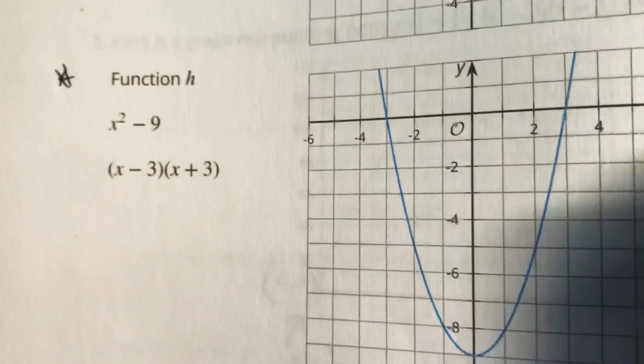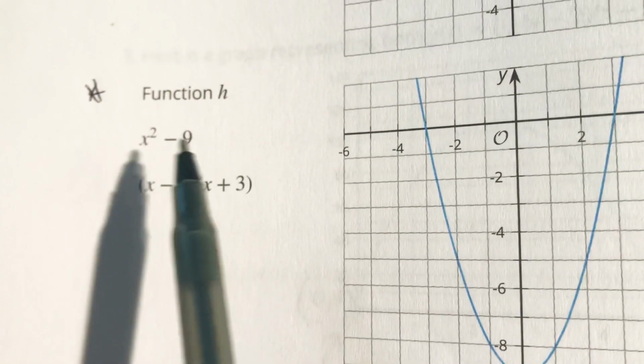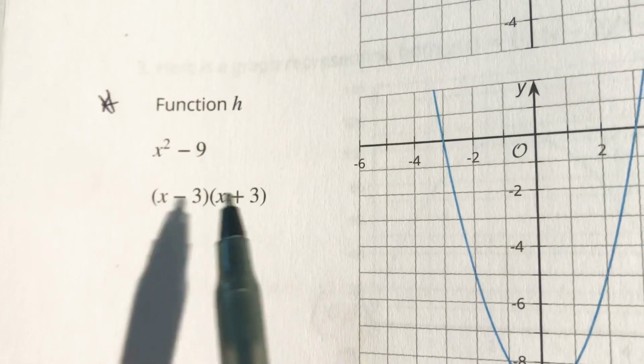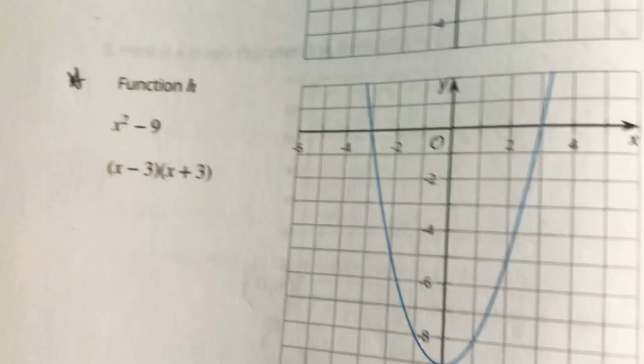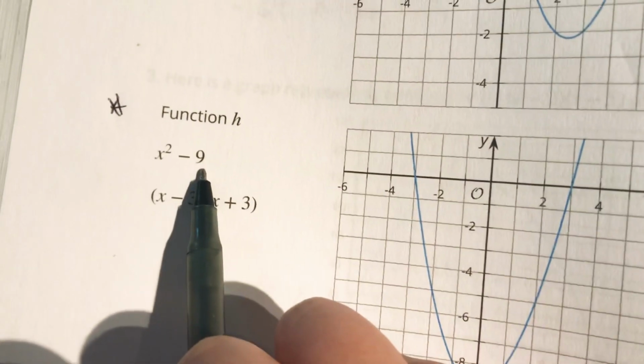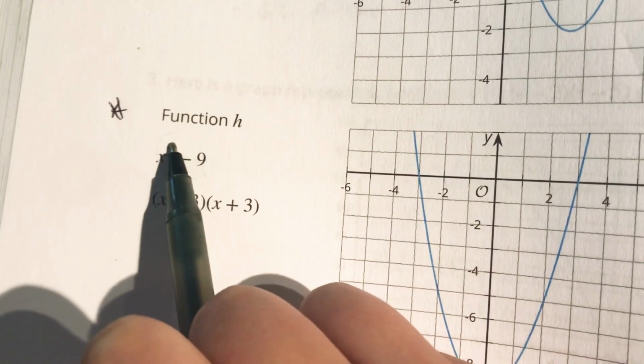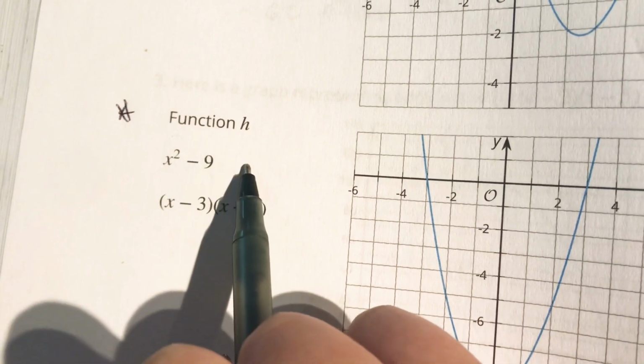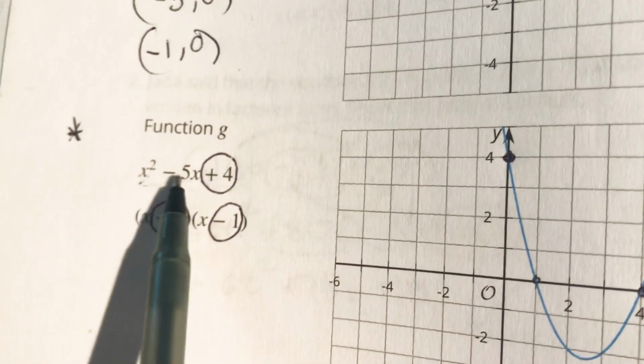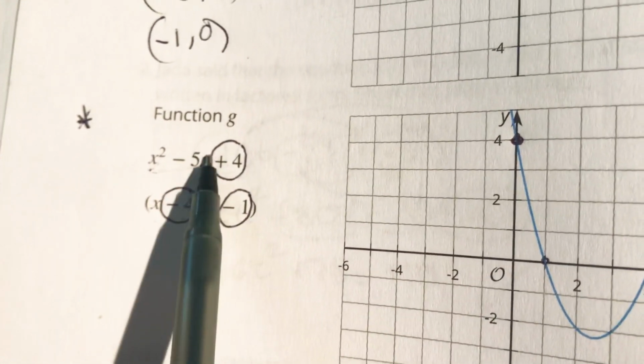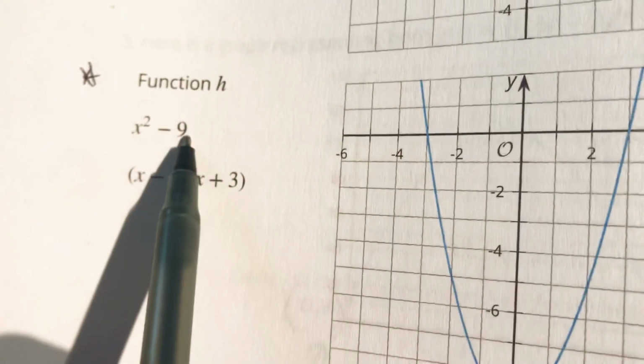Moving on, you guys also had this function h, x squared minus 9, and x minus 3 times x plus 3. Same thing, we're going to identify the x and y intercepts. So x squared minus 9 is standard form because I have that x squared term. Notice how I don't have 3 terms, how standard form usually is written. I don't have a term in the middle just with a regular x to the first power. That's perfectly okay, it's still standard form.